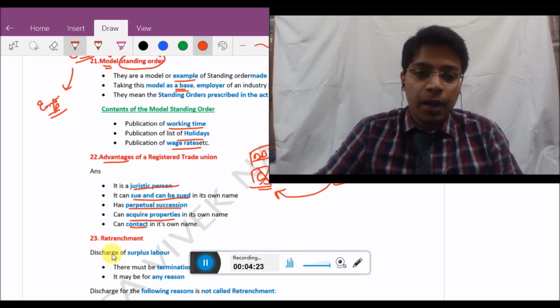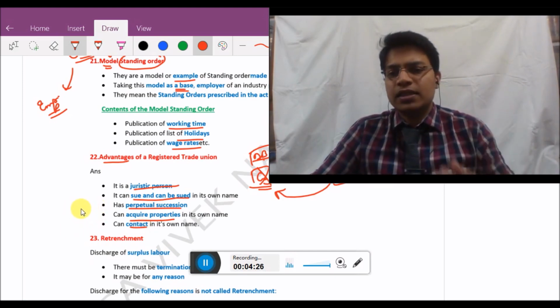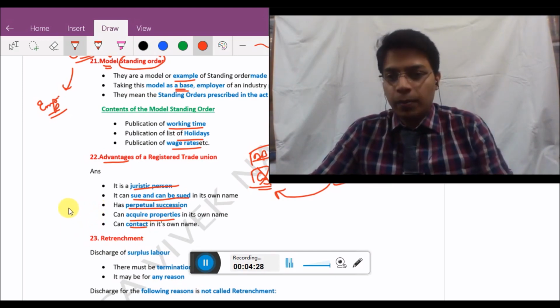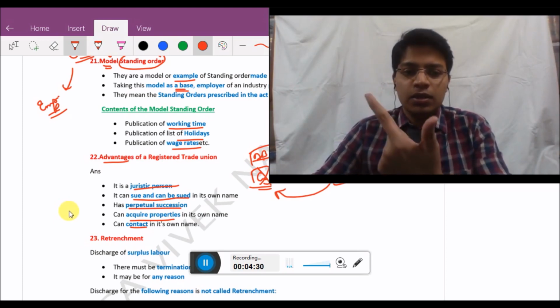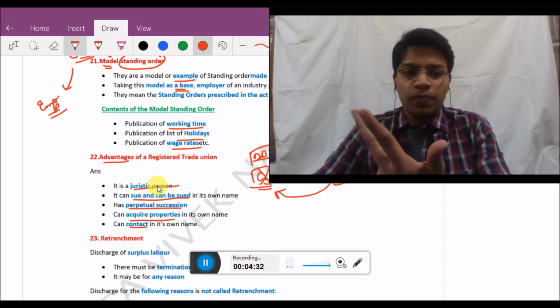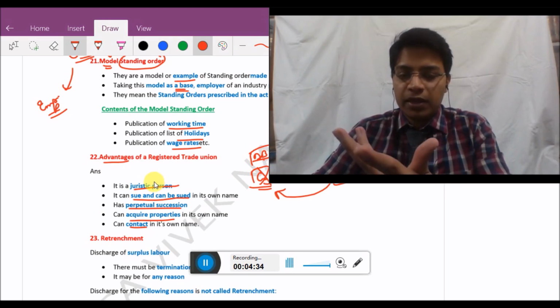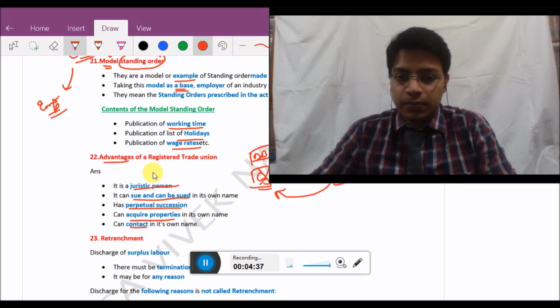So let's do a recap. Advantages of trade union. The advantages are similar and exactly like the advantages of a company. First, it is a juristic person, can sue and can be sued, perpetual succession, acquire properties in its own name, and right to contract.